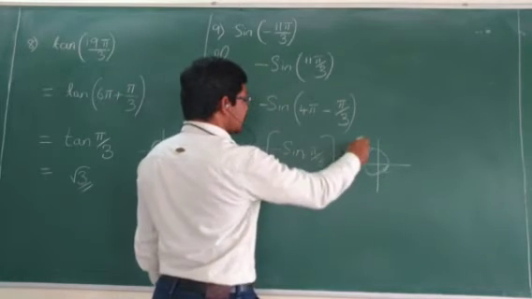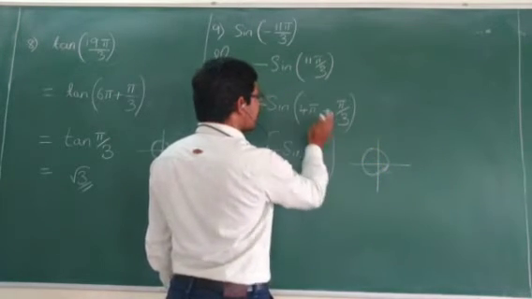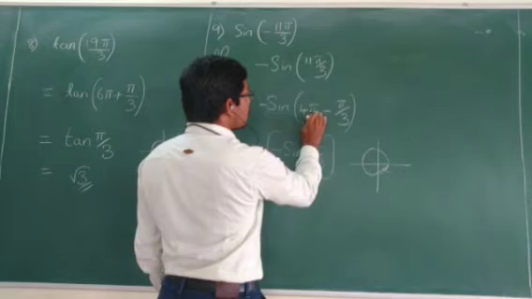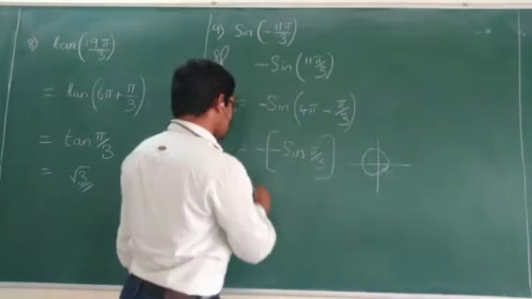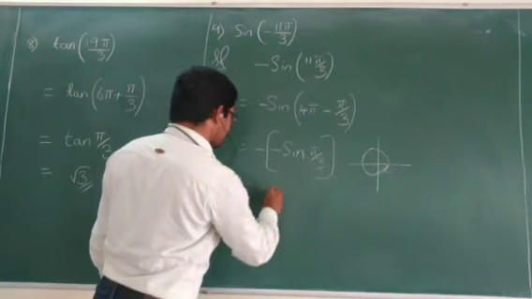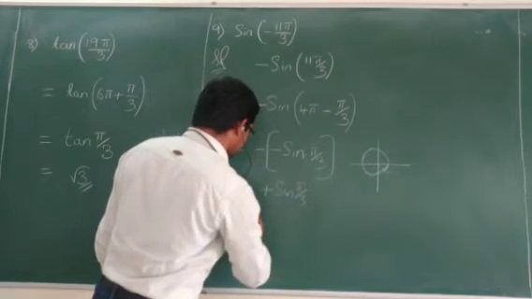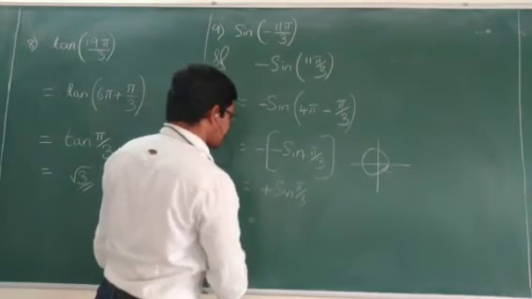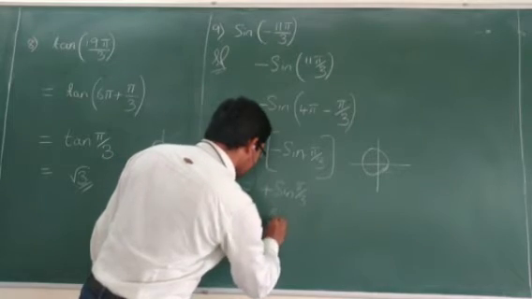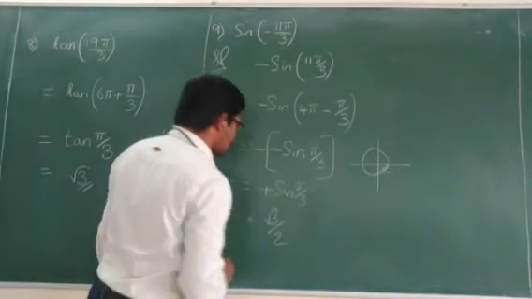Now, once you calculate in which quadrant you are getting, we can remove all this. We can remove 4 pi minus. So, that is minus into minus plus sin of pi by 3. That is equal to sin pi by 3 is root 3 by 2.